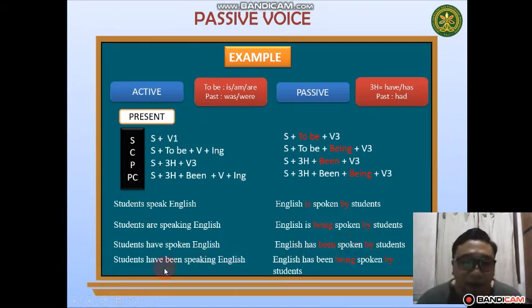And also for perfect continuous is students have been speaking English. So in here to be passive is English has been being spoken by students. So you have to remember the passive one uses verb 3 and also to be and uses by.